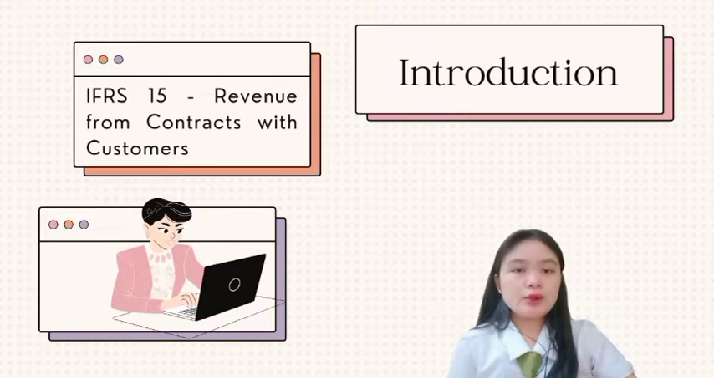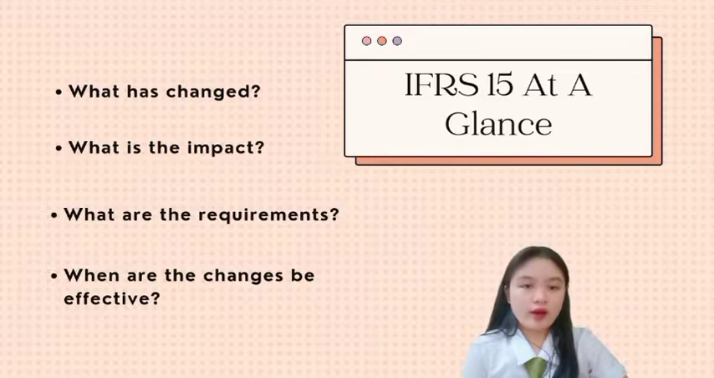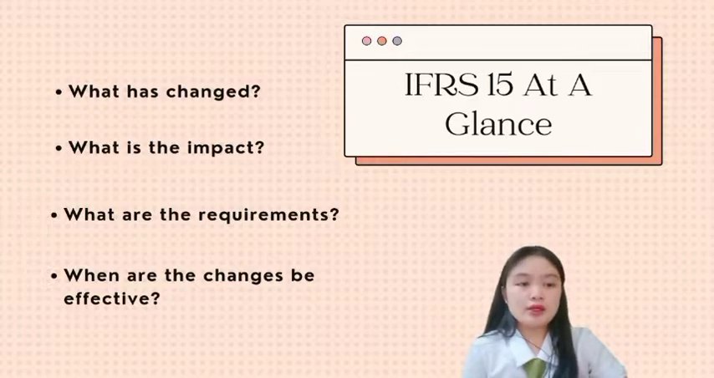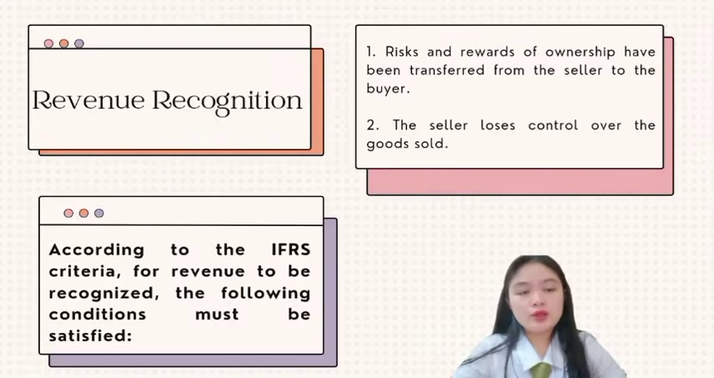IFRS 15, Revenue from Contracts with Customers, is the product of a major joint project between the IASB and the US Financial Accounting Standards Board. The previous requirements of IFRS and US GAAP were not harmonized and often resulted in different accounting treatments for economically similar transactions. In response, the boards have developed new, fully converged requirements for the recognition of revenue under both IFRS and US GAAP. According to IFRS criteria, for revenue to be recognized, the following conditions must be satisfied.